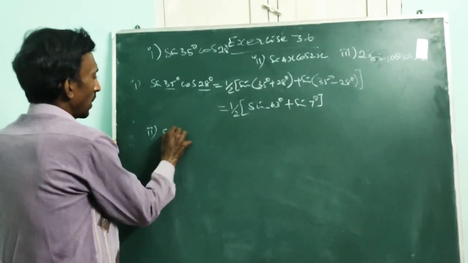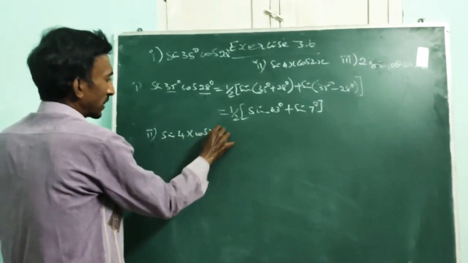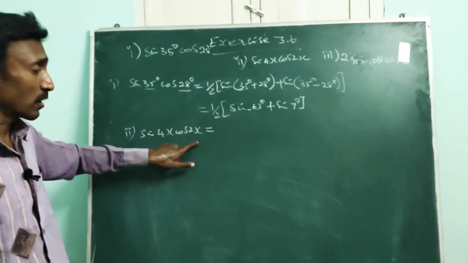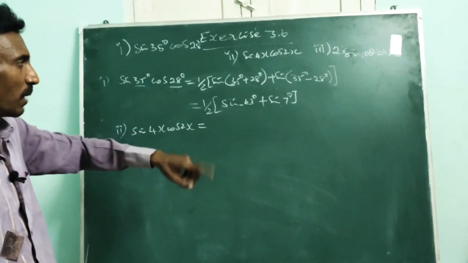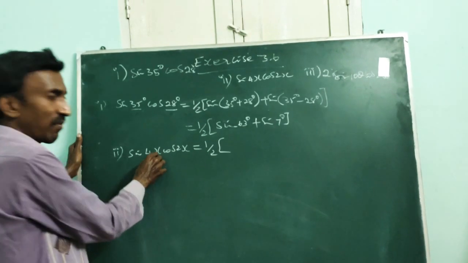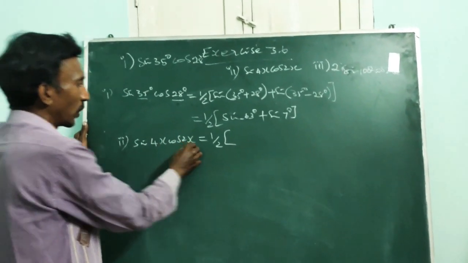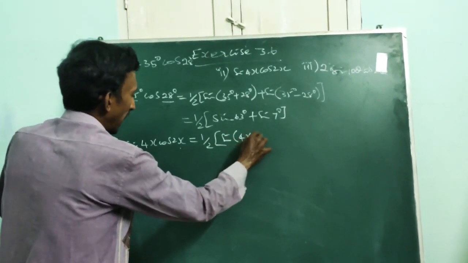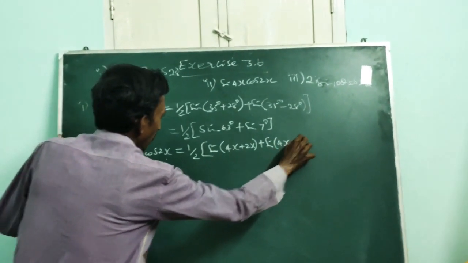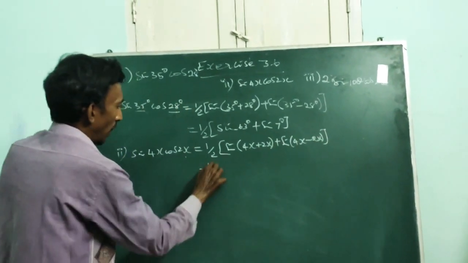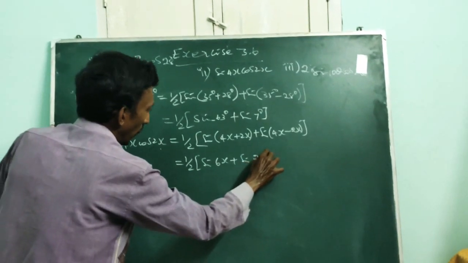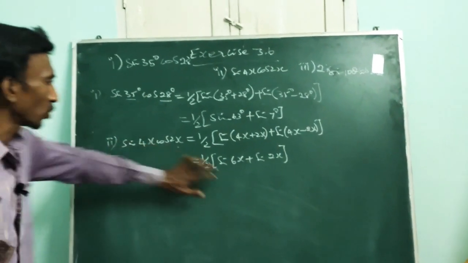Second subdivision, sin 4x cos 2x. Again the same formula, sin A cos B equals 1 by 2 [sin(A plus B) plus sin(A minus B)]. In the place of A we have 4x and in the place of B we have 2x. So sin(4x plus 2x) plus sin(4x minus 2x). So 1 by 2 [sin 6x plus sin 2x]. That is the answer, product to sum.